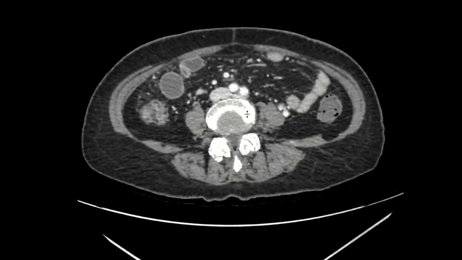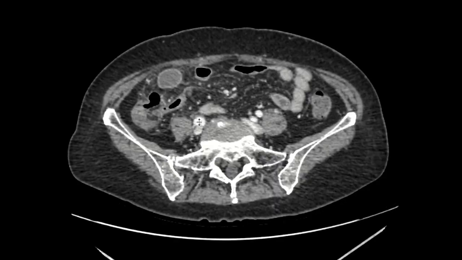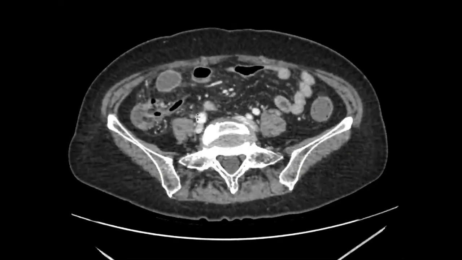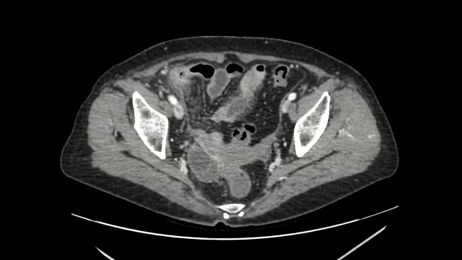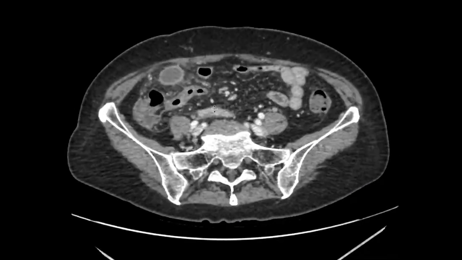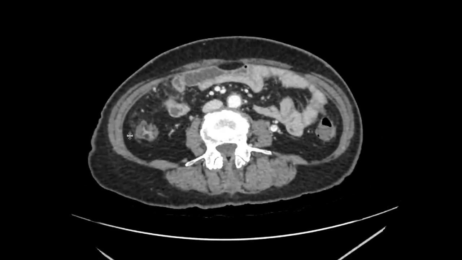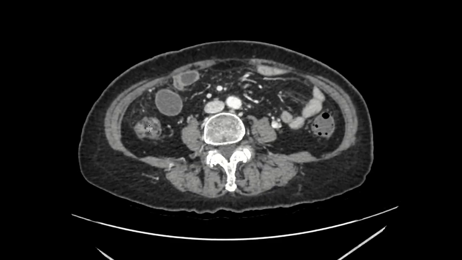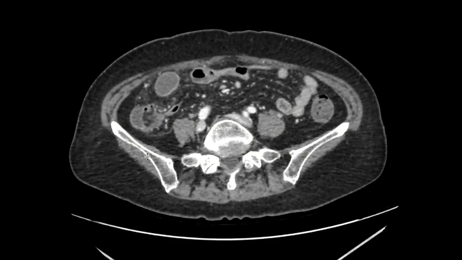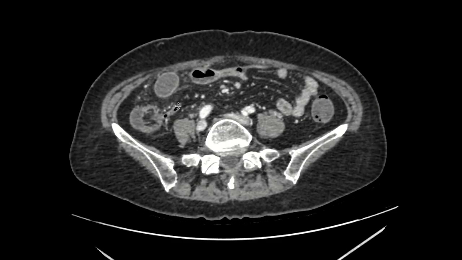Here's a CT of the abdomen and pelvis performed in a patient who is having right lower quadrant abdominal pain. We can see the bulk of the fluid within the mesentery is in the right lower quadrant, suggesting that this is the source of what's going on with the patient. So just going over the anatomy, here's your ascending colon. You can see the fat right here. Here's your ileum coming in, so this is your ileocecal valve.